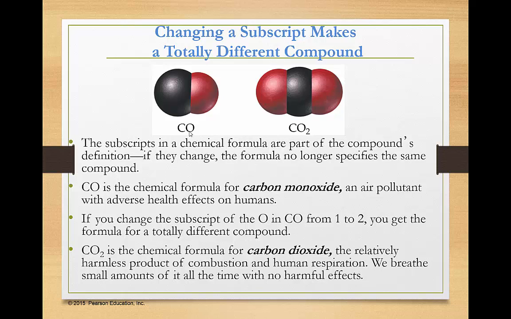But now if we change the subscript for the oxygen from 1 to 2 by adding that one other oxygen in there, that's a completely different compound. I now have carbon dioxide. It's still not the best thing in the world for humans. It's not something we can breathe, but it's certainly not going to irreversibly bind to our hemoglobin. When we breathe out, we breathe carbon dioxide. We produce carbon dioxide as part of our respiratory process. So we breathe small amounts of it in and out all the time with no harmful effects. So just that slight difference makes a very big difference in the nature of the compound.